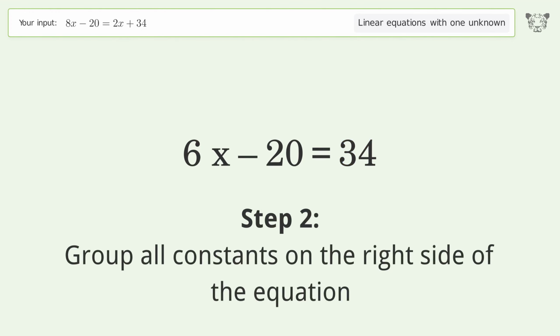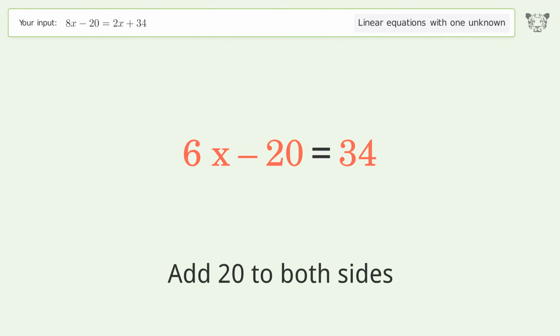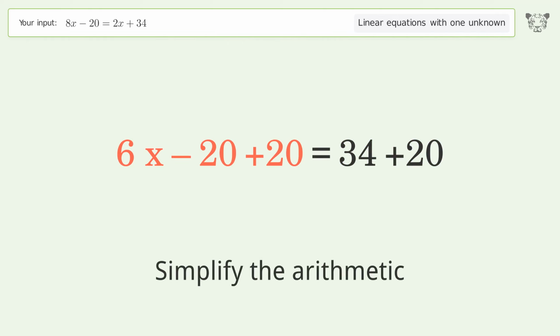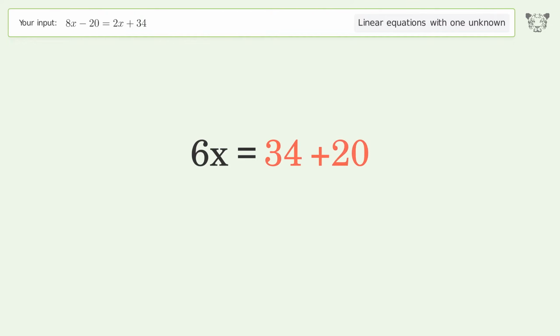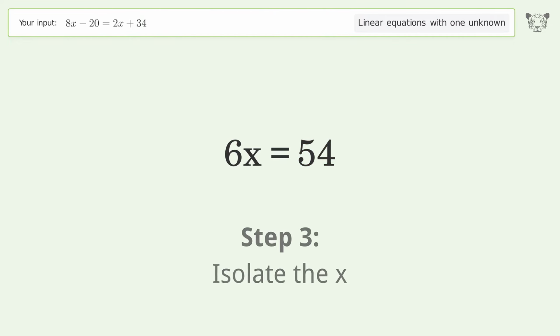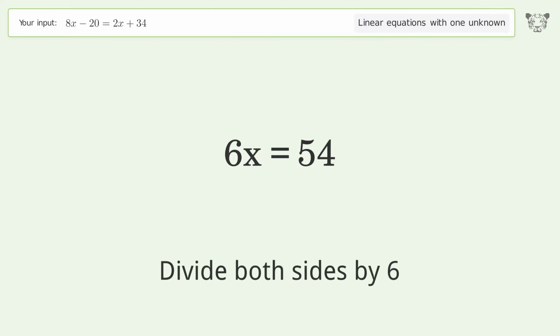Group all constants on the right side of the equation. Add 20 to both sides. Simplify the arithmetic. Isolate the x. Divide both sides by 6.